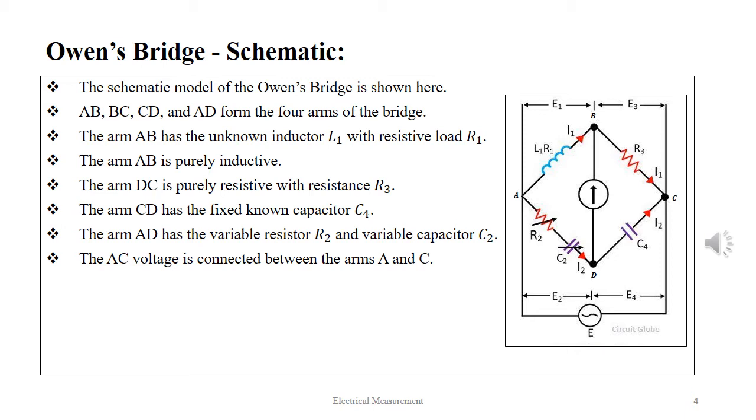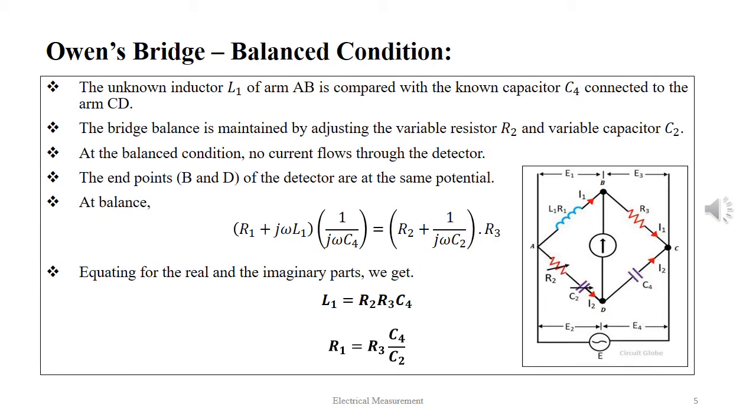Similarly, the arm CD has fixed capacitance value of C4. The arm AD has the variable resistor R2 and a variable capacitor C2. The AC voltage is connected between the terminals A and C. The unknown inductor L1 on arm AB is compared with the known capacitor C4 connected to the arm CD. The bridge balance is maintained by adjusting the variable resistor R2 and variable capacitor C2.